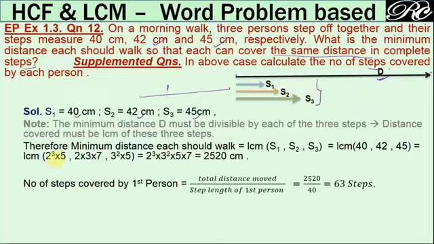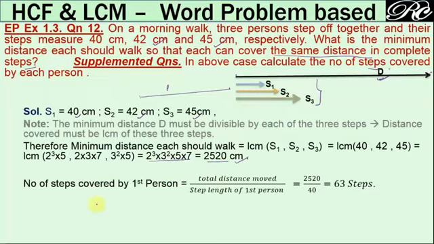Factorizing 40, it is 2 cube into 5. Factorizing 42, 2 into 3 into 7. Factorizing 45, 3 square into 5. Their LCM is given by 2 cube, 3 square into 5 into 7. It is 2520 centimeters. So after this much centimeter, the step of each individual will be in multiple.